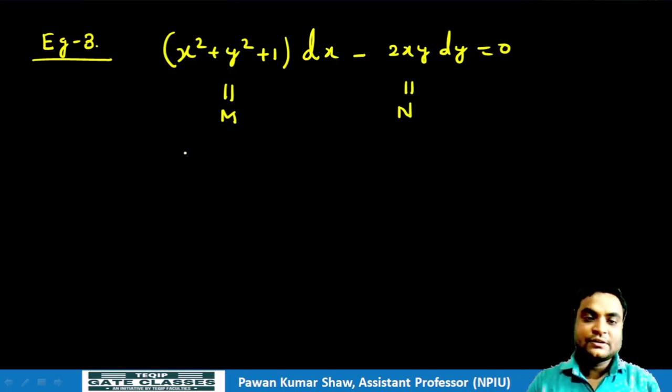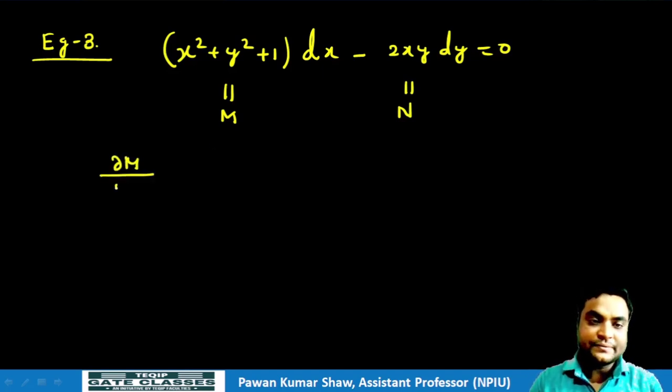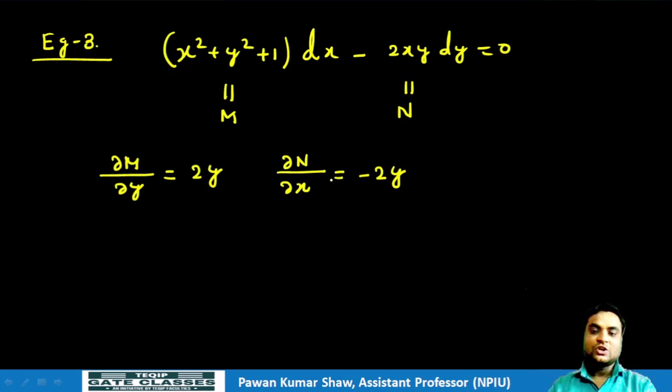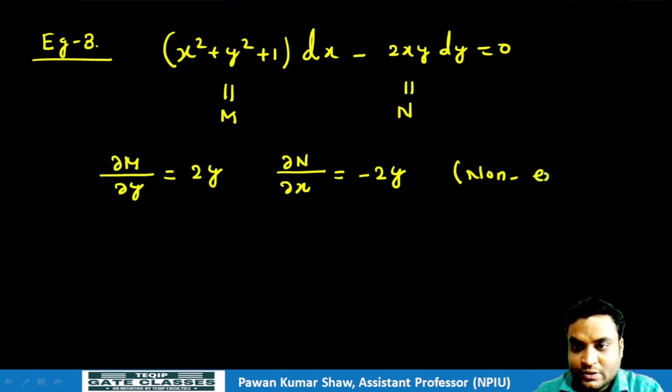Suppose I calculate del M by del y. So what will be del M by del y? First we want to check whether it is exact or not. So we can write del M by del y as 2y. And what about del N by del x? The value of del N by del x is minus 2y. So del M by del y is not equal to del N by del x, so this is a non-exact differential equation. Okay, now अगर हम verify करें कि क्या ये homogeneous है, no, this is not homogeneous, because due to this term the M is not homogeneous, right?